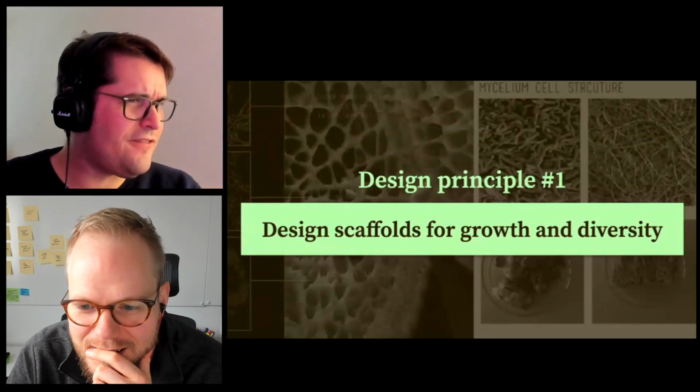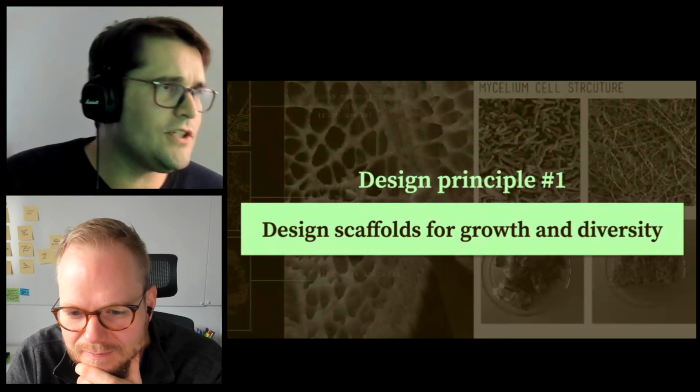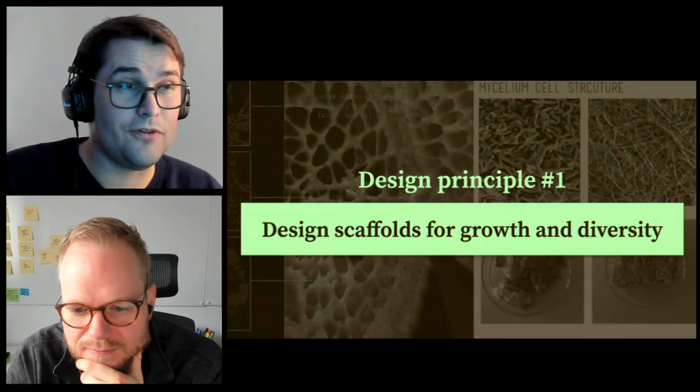I define Solarpunk as the concept of this optimistic future, right? You change the medium you design, actually. You don't design the software so it changes people. You design the medium for people to change their way to interact together. So I have like 5 principles that I extracted from Solarpunk. The first one is to design scaffolds for growth and diversity.